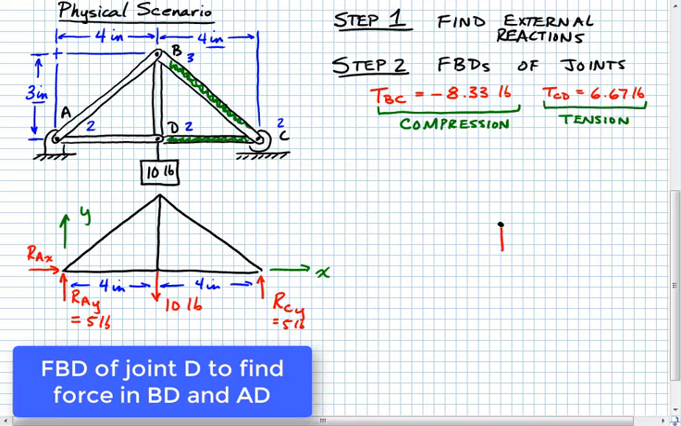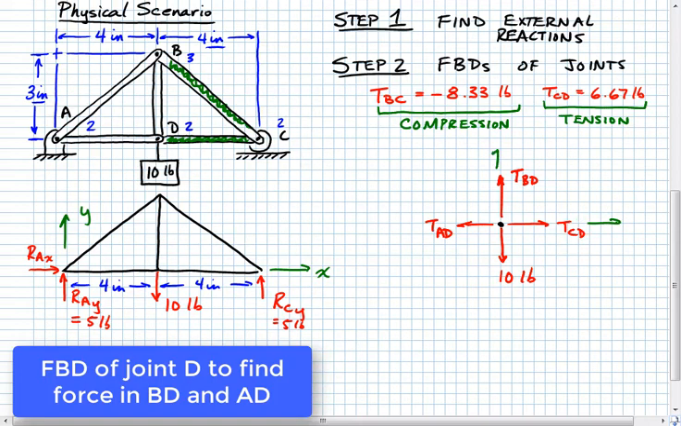Okay, right there at D, we know that we have a force that acts in the downward direction due to that 10-pound load that we're applying. All right, we would also see that we have what we'll call TBD. That's the tension in member BD. Again, we're assuming a tension, and if it comes out negative, that means that we assumed wrong. All right, so we've got that, and then we've also got these 2 forces, TCD and TAD. All right, so that's actually a relatively simple free body diagram right there.